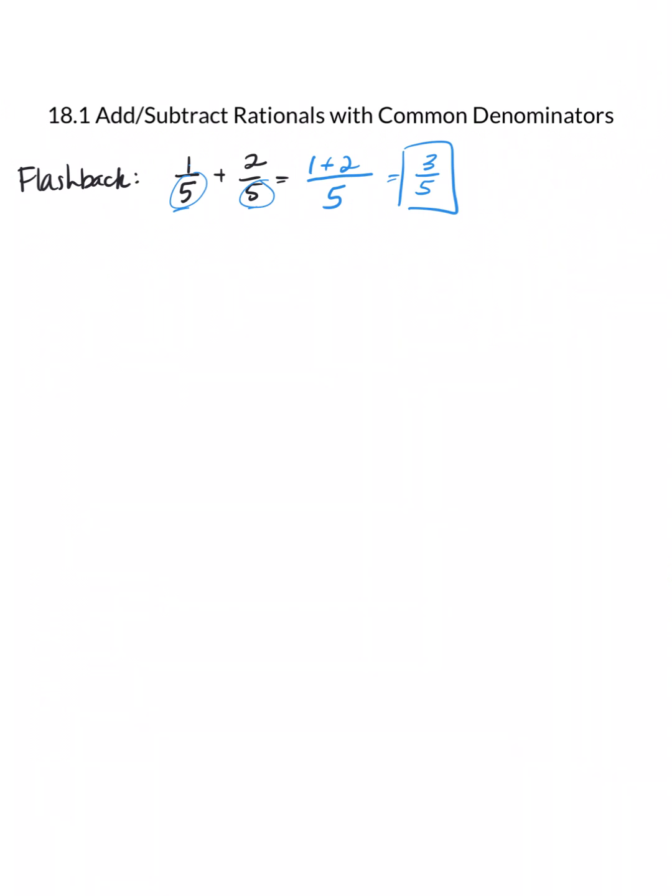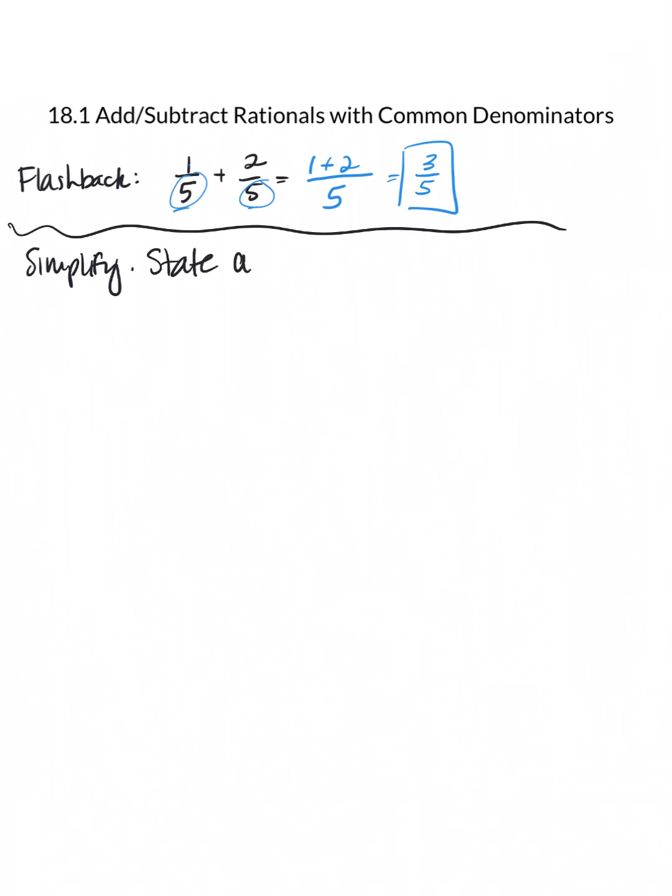You're going to get rationals where the denominators are already in common, so we're just going to add them together and simplify. Your directions today are just going to say simplify and then state any restrictions. Okay, this is where we're upping the game. We've got to state the restrictions. Remember, we can't divide by 0, so that would be our limiting factor.